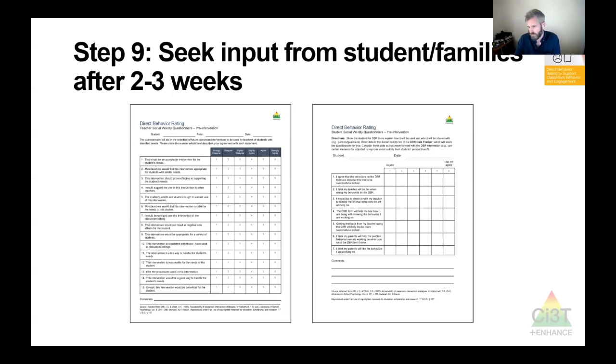Because again, the idea is bridge building, using this as a family communication tool. So you want to have these conversations before you start so that there's total transparency and you've got a plan for what that communication is going to look like.